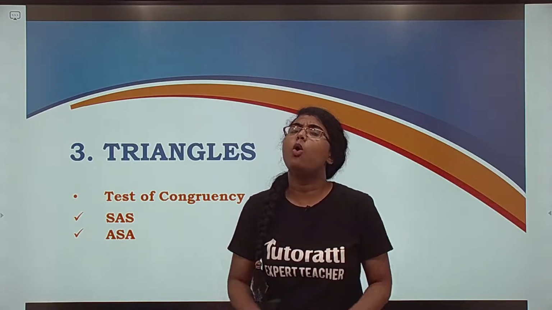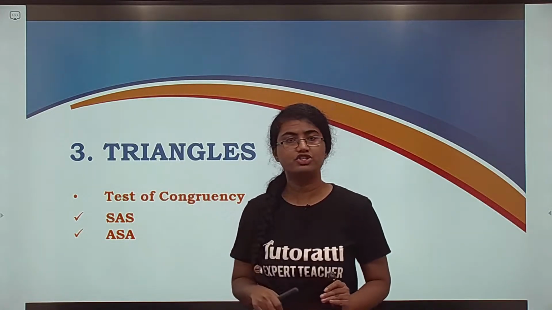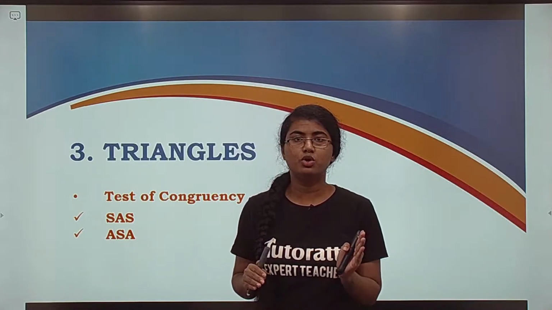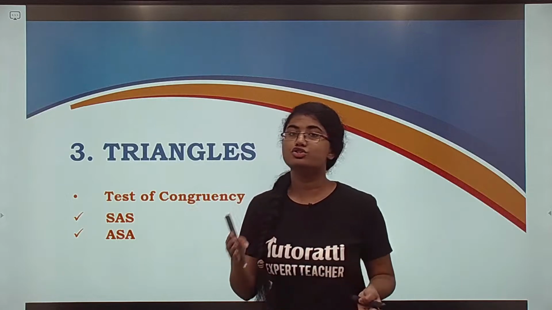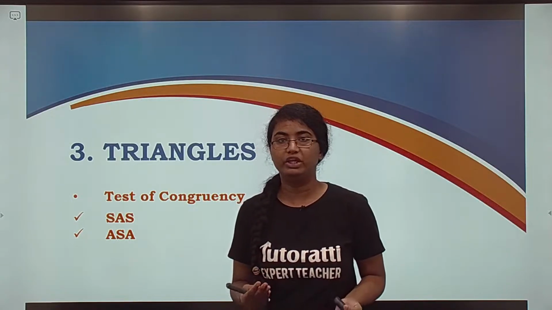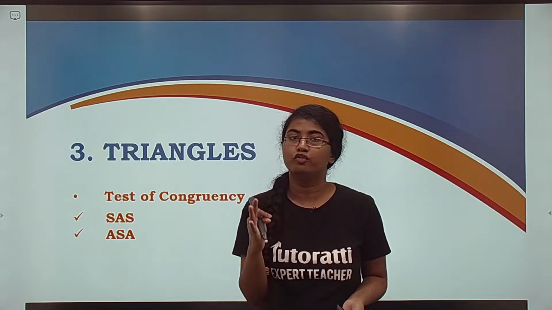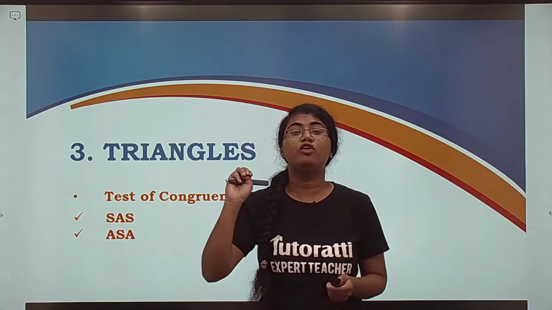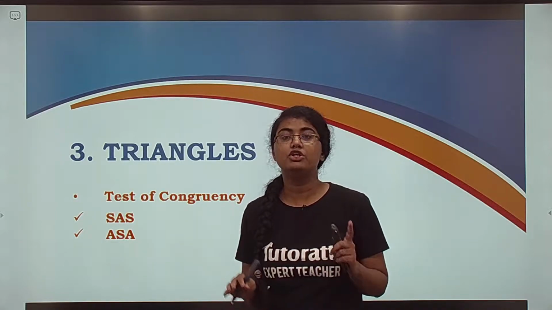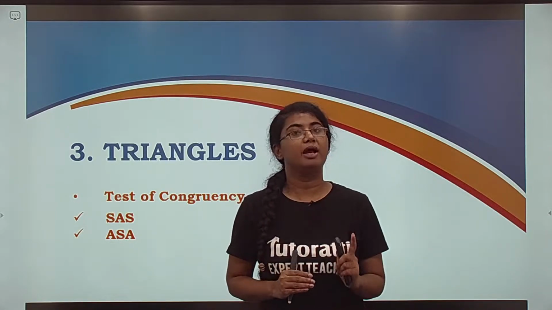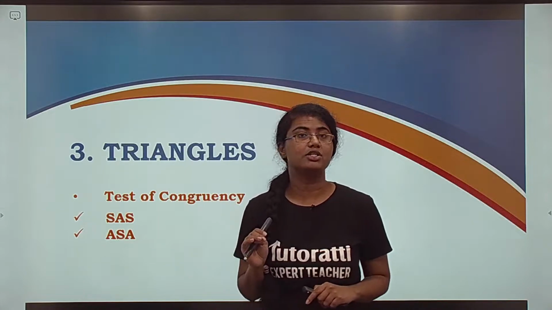But do we need all the 6 parameters to prove congruency? Is the answer yes or no? The answer is no. Then how much do we need? We need only 3 of those. Now there are a total of 5 tests of congruency to see which 3 parameters we are going to need to prove the triangles as congruent.